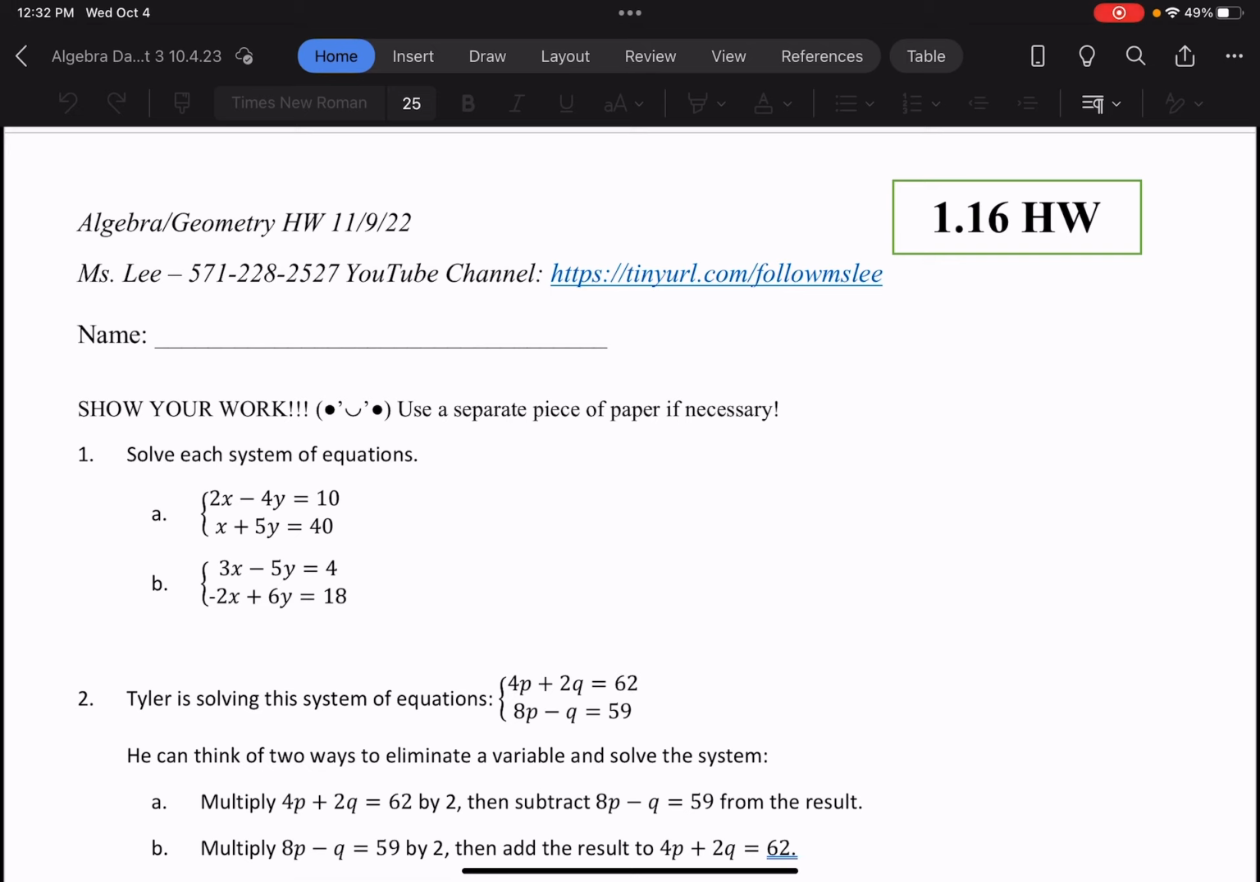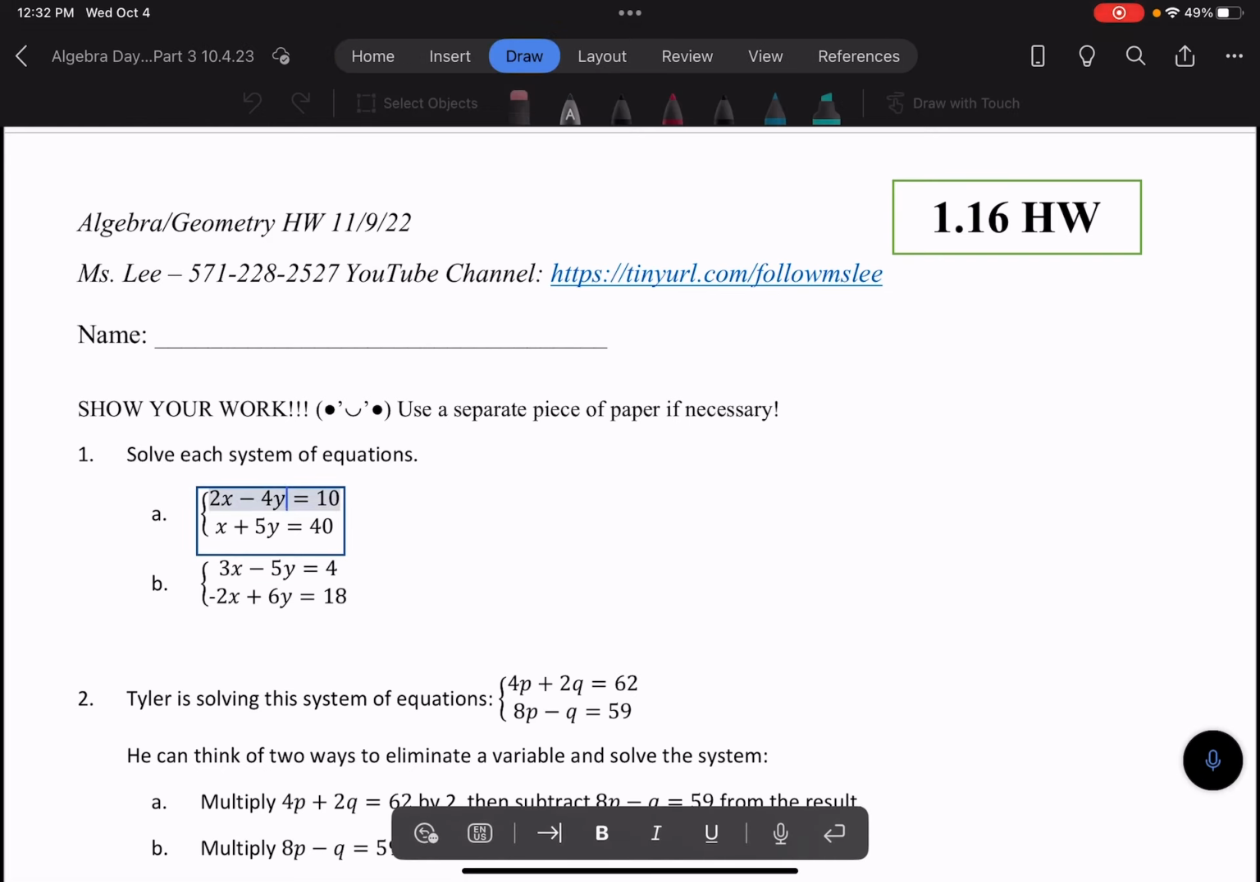All right, so looking at the first one, it says solve each system of equations. If you need more room, which you might, that's fine. You can use a separate piece of paper, but we're going to go ahead and do this first one. So this first one is nice in that this second term here has opposite signs.